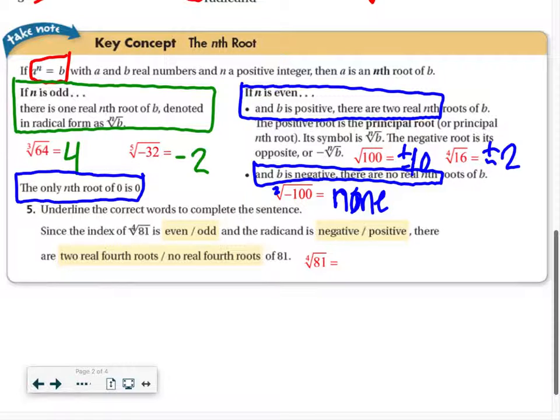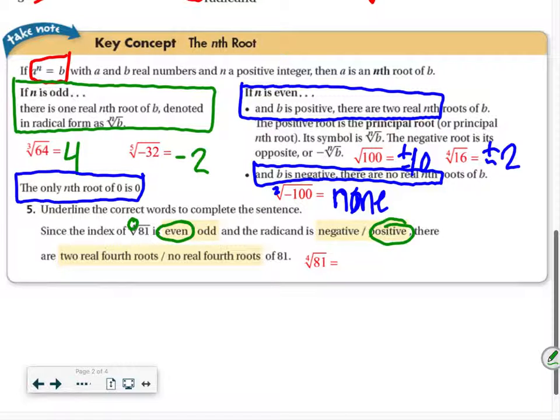So, looking at number 5, the fourth root of 81. Is the index even or odd? It's even. What's my number for my index? My index is 4. My index is my little number. Little number 4 is even. The radicand is which number? The middle one, 81, the big one, the one under my radical. Is it positive or negative? Positive.